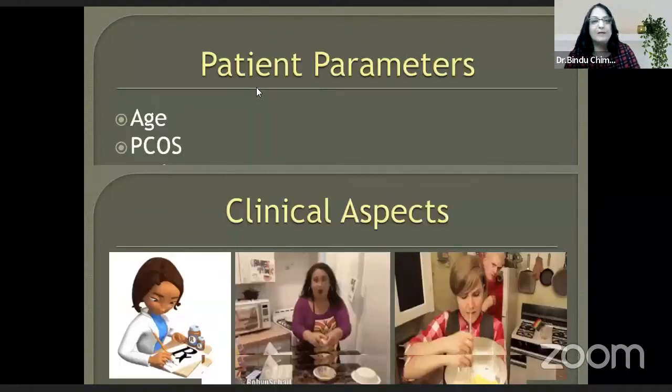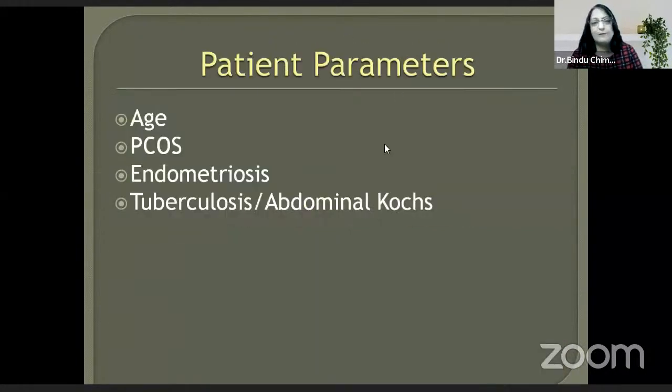And of course, apart from that, there are the patient parameters like age, PCOS, endometriosis, tuberculosis, and the abdominal pox, which, in India at least, is a huge cause of oocyte morphological defects as well, apart from age, PCOS, and endometriosis. Endometriosis more so because of the ROS that is generated, and Dr. Shubhashri has already mentioned these parameters.